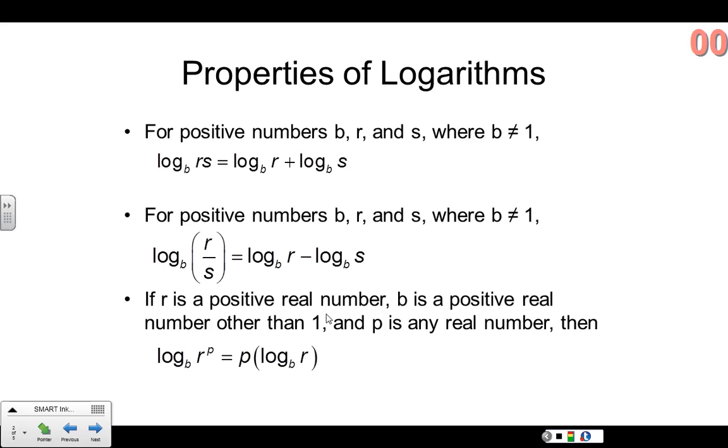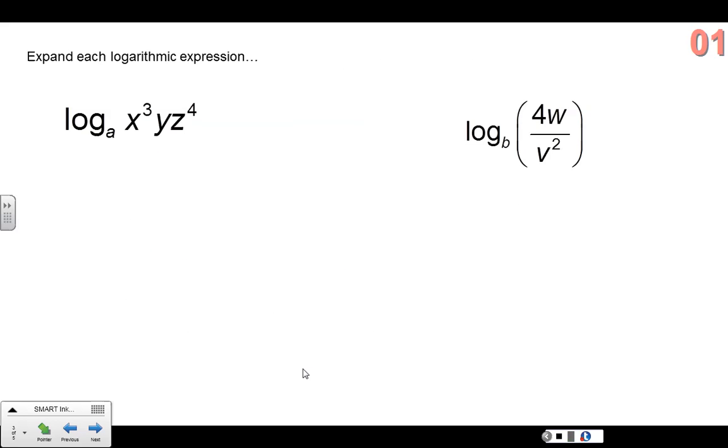If r is a positive real number, b is a positive real number other than 1, and p is any real number, then log base b of r to the p power. So if my argument has a power in it like so, I can pull the power out front in front of the logarithm. So log base b of r to the p power is equal to p times log base b of r. These are the main three laws that you're going to use when working with logarithms.